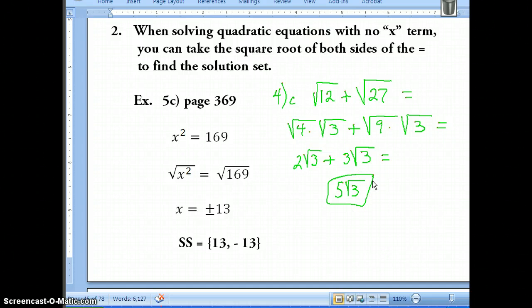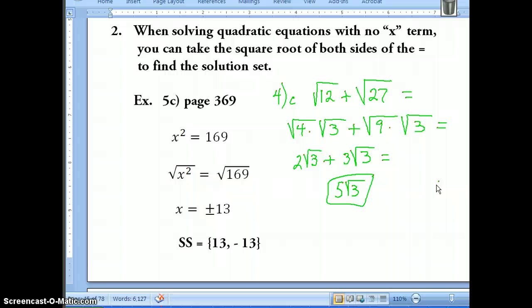And think of adding radicals together the same way we had variables. When you have two variables that you want to add together, you can't add them unless it's the identical variable. 2 times x plus 3 times x is 5 times x. The same is true with radicals. If they're both root 3, they can be combined.